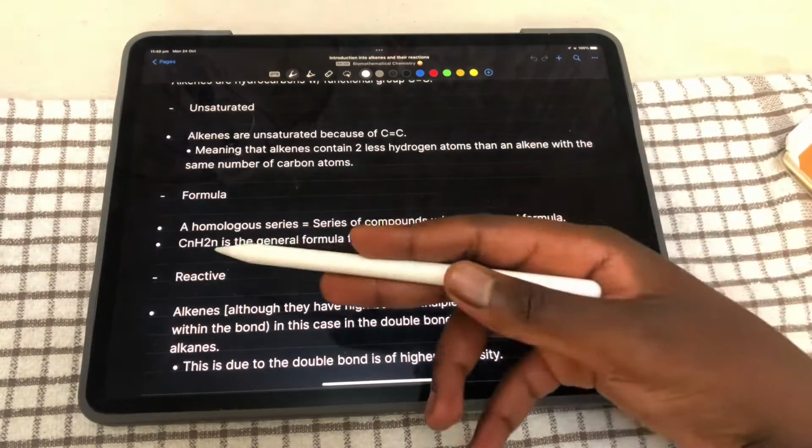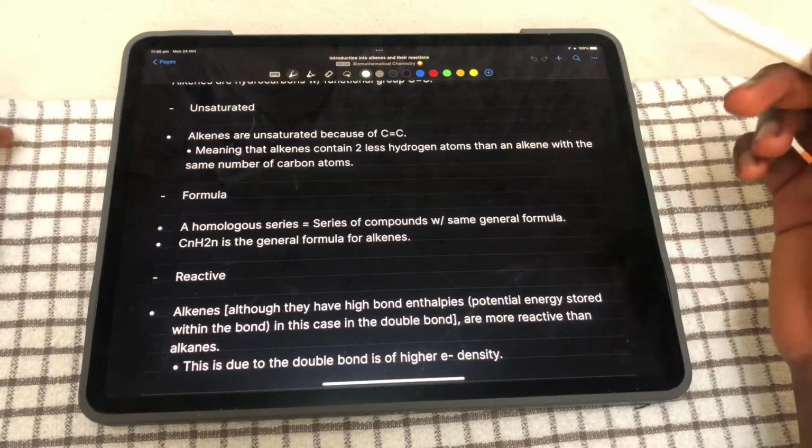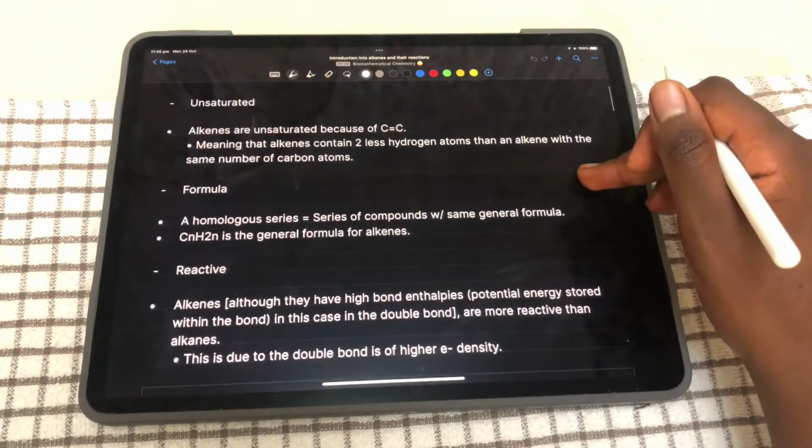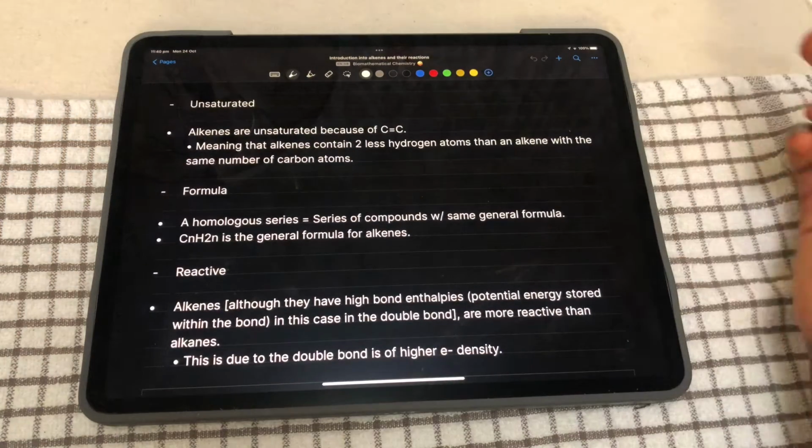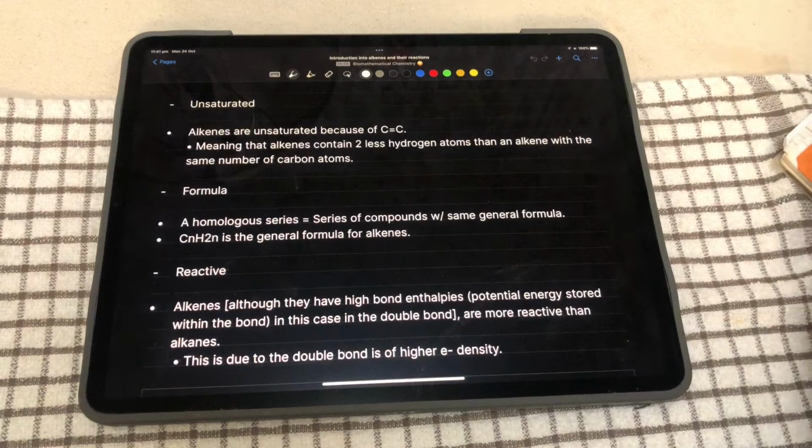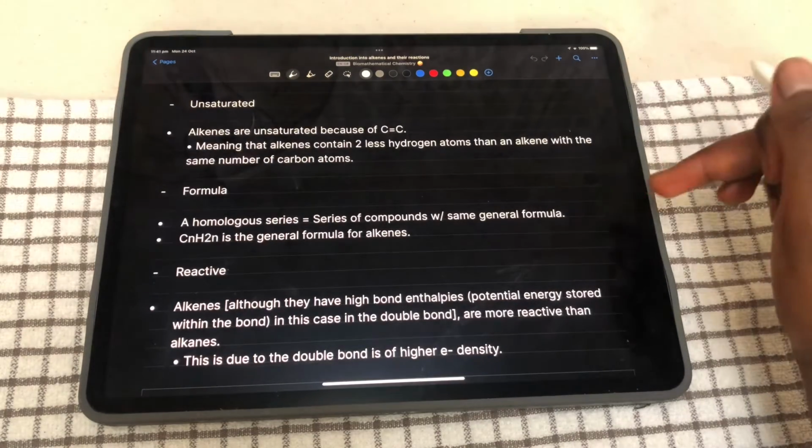The 2n just represents the fact that it is unsaturated. A saturated compound for hydrocarbons would mean every carbon has the maximum number of hydrogen atoms that it could possibly have, whereas unsaturated means it wouldn't have the maximum number of hydrogen atoms that it could possibly have.